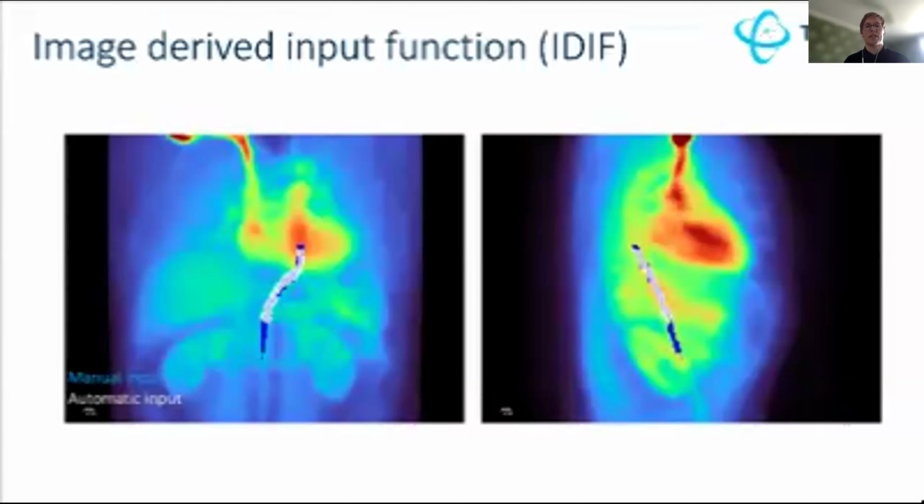And the input is extracted using the same criteria which are used for manual drawing by our own imaging experts. And here in these figures, you can see example cases where the automatically derived region is shown in white color, and the manually drawn ROI is shown in blue color. And there's quite good overlap between these two regions.